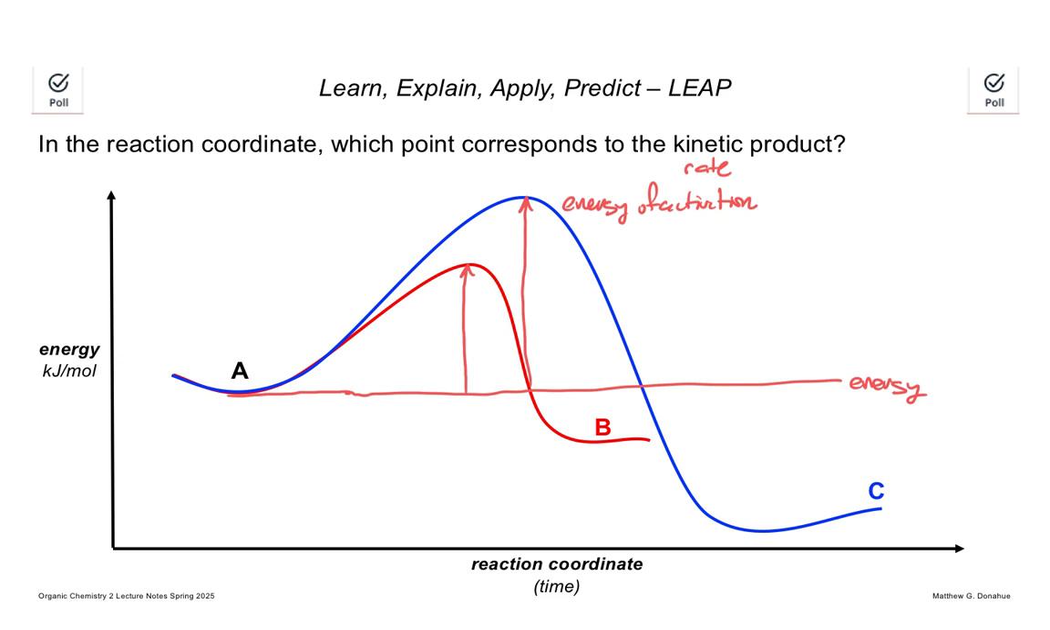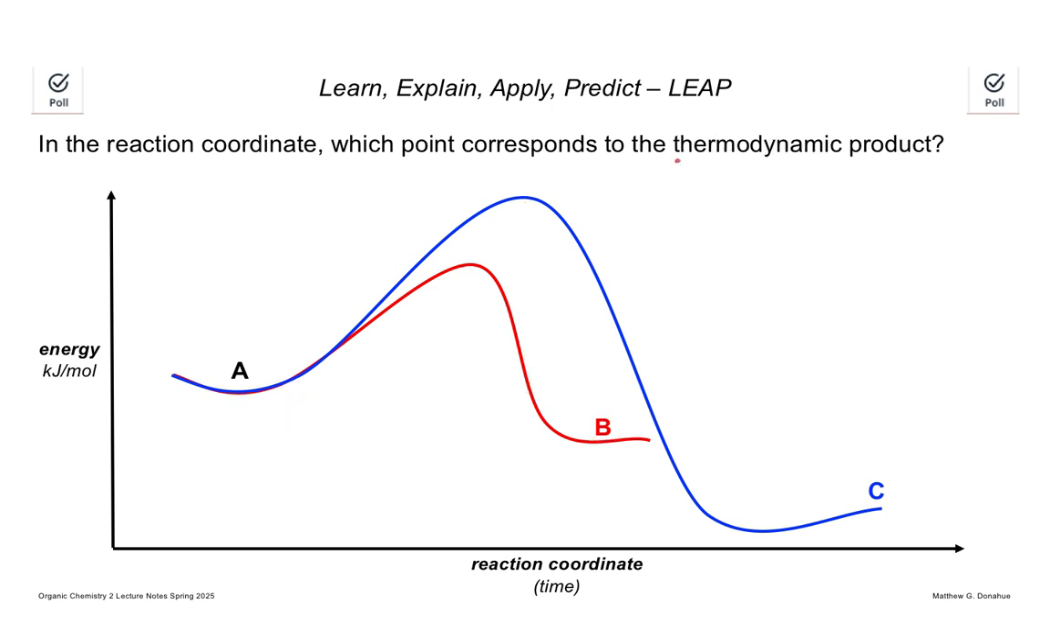We can see that going along the red path towards B is a lower hill to climb, so that's going to correspond to the kinetic product. Again, it's easier to get over hump B than it is to C in terms of the rate.